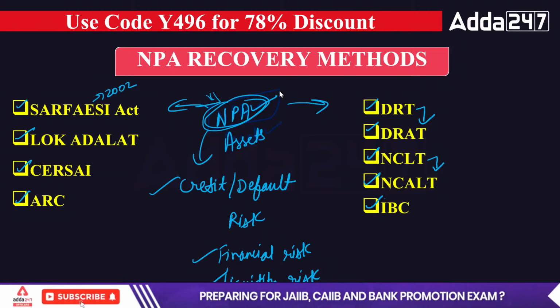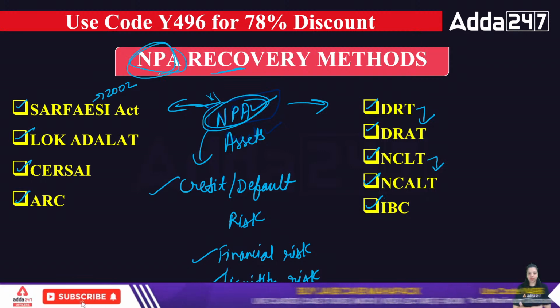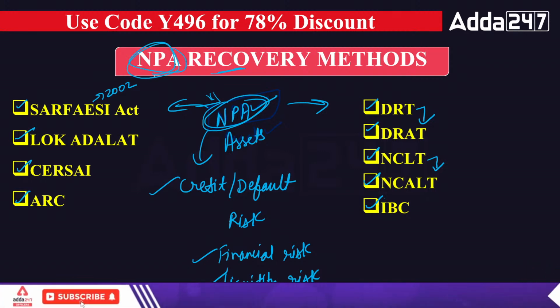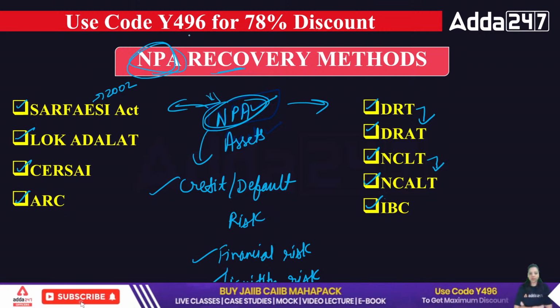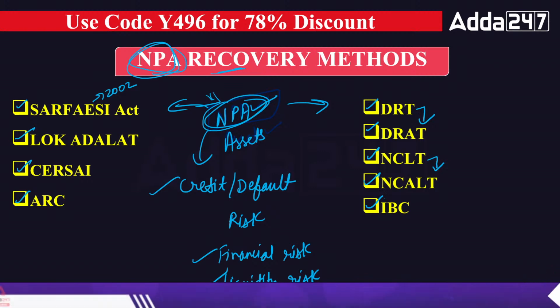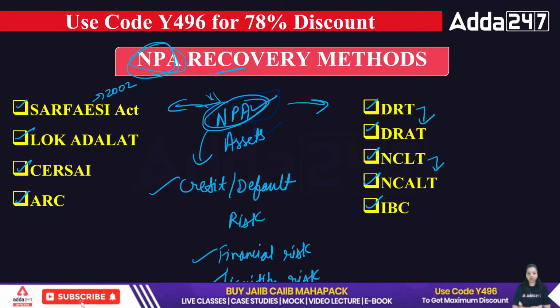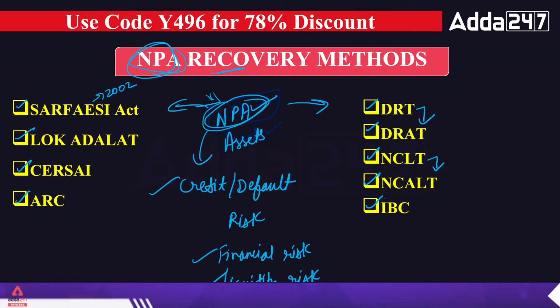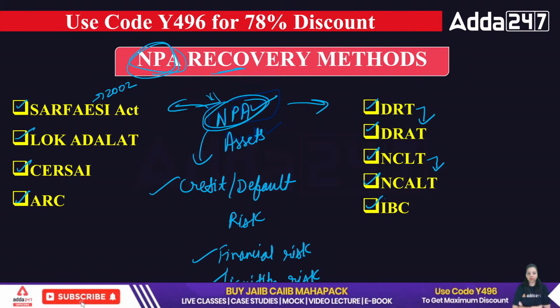So all these are the methods by which we will be able to recover the loan, recover the NPA from the customers. Every method of recovery has different criteria, a different method, and a different style to recover the NPA. They will also be used on different customers. Like on companies, NCLT will work. On individual customers, the DRT will work. So these kinds of differences are also there. Okay, now let's continue.